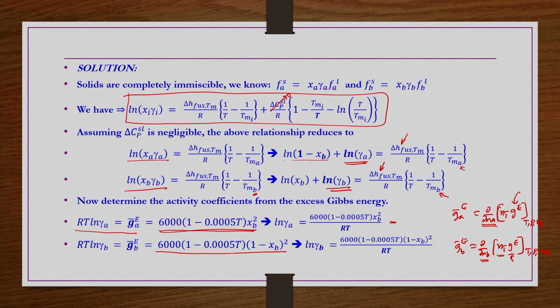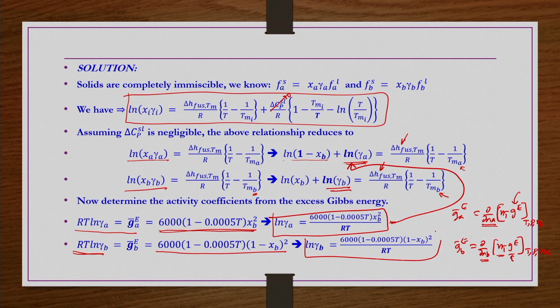You get x_A square, but you can write it as (1 minus x_B) square, and that part is equal to RT ln gamma B. So, ln gamma B is nothing but 6000 multiplied by (1 minus 0.0005 T) (1 minus x_B) whole square by RT. Now this expression you can write in place of ln gamma A, and this expression in place of ln gamma B here.